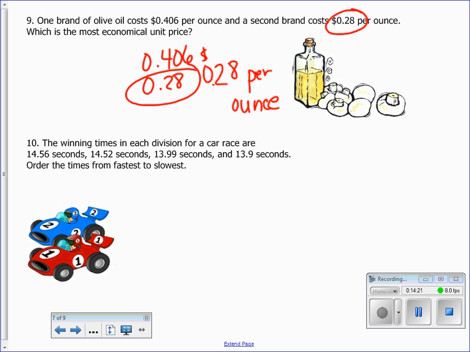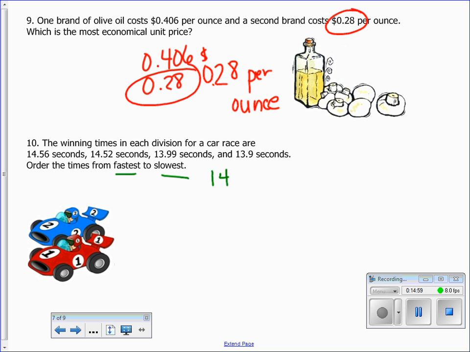Number 10. The winning times in each division for a car race are 14 and 56 hundredths seconds, 14 and 52 hundredths seconds, 13 and 99 hundredths seconds, and 13 and 9 tenths seconds. Order the times from the fastest to the slowest. Again, use your strategies for solving word problems. You determine what you know from the problem. What do you want to know? What is the question you're asking? And then go back and check to see your answer is reasonable.